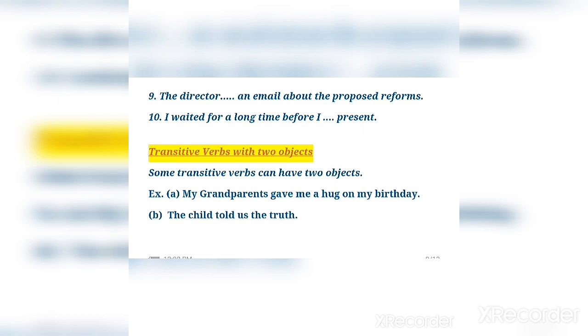Now see further. Transitive verbs with two objects. Children, sometimes in a sentence there is only one object and sometimes there is more than one object.